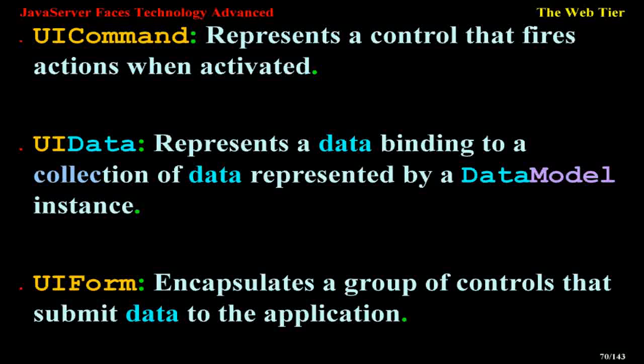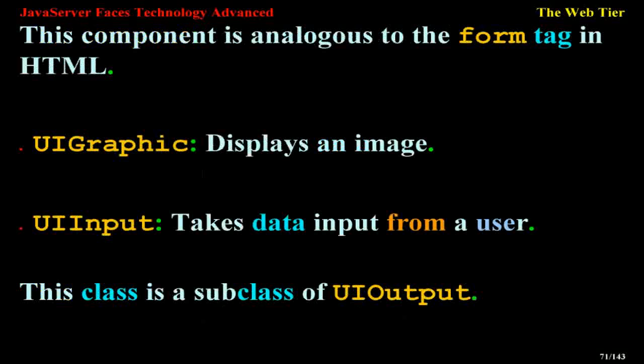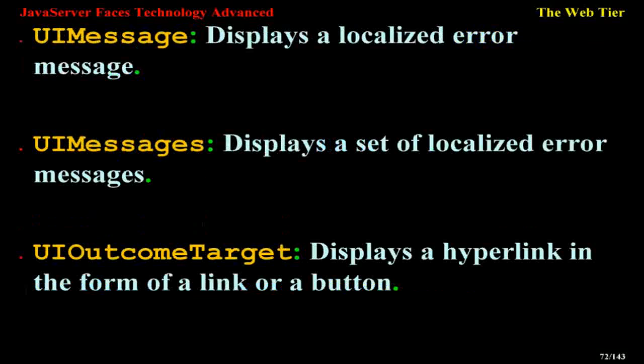UIForm encapsulates a group of controls that submit data to the application. This component is analogous to the form tag in HTML. UIGraphic displays an image. UIInput takes data input from a user. This class is a subclass of UIOutput. UIMessage displays a localized error message. UIMessages displays a set of localized error messages.